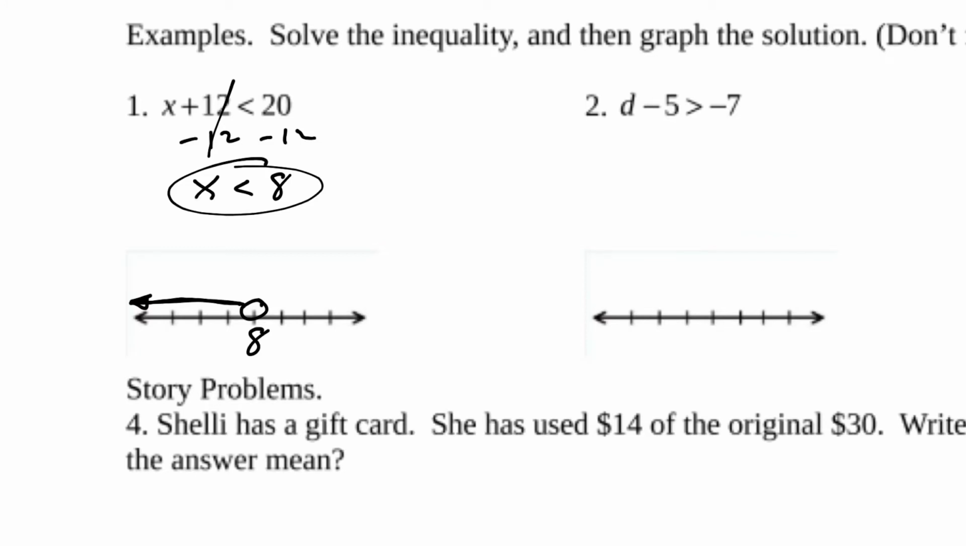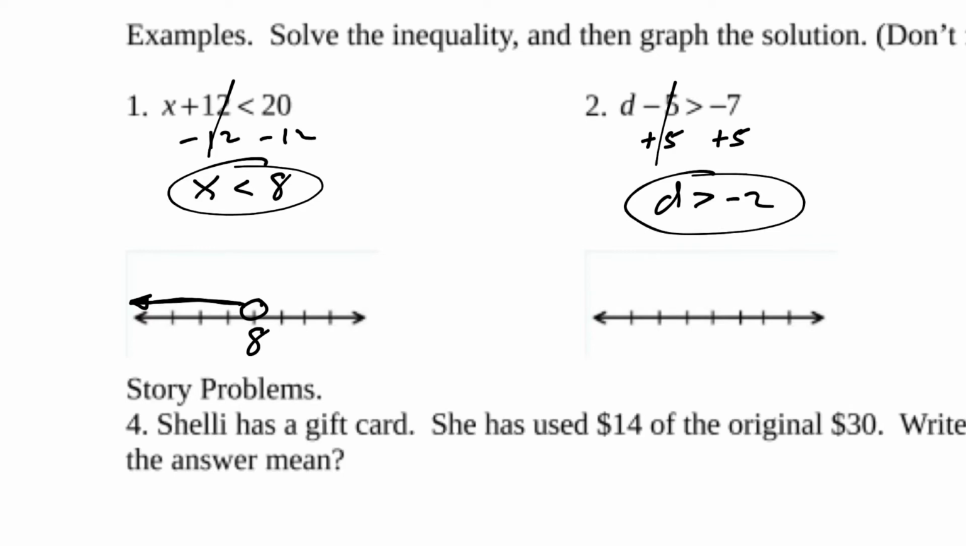In number 2, we're trying to get the d all by itself on the left-hand side of the inequality. So we're trying to get rid of this minus 5. So we're going to use the opposite. The opposite of subtracting 5 is that we're going to add 5. So if we add 5 on the left-hand side of the inequality, we must add 5 on the right-hand side of the inequality. These would cancel out and make 0. So all we have left on the left-hand side is d, and the inequality symbol is greater than, and negative 7 plus 5 is negative 2.